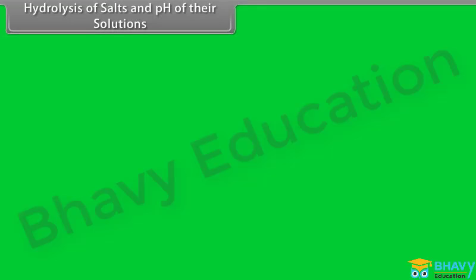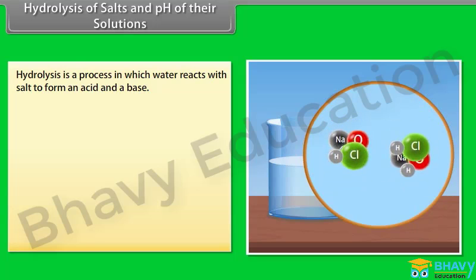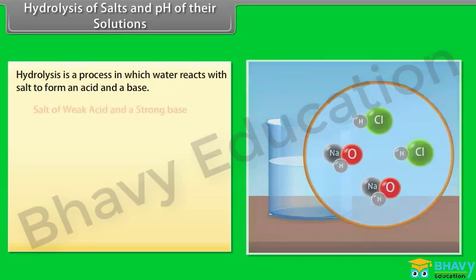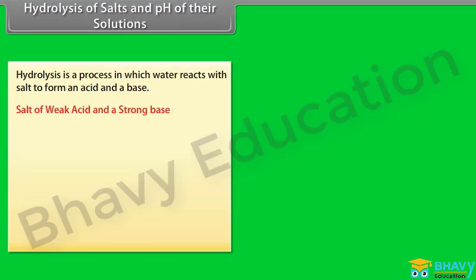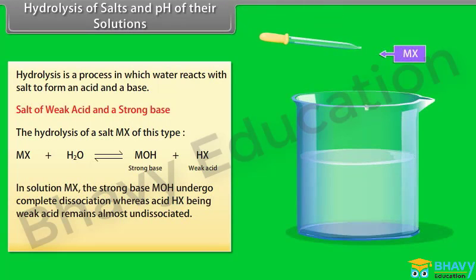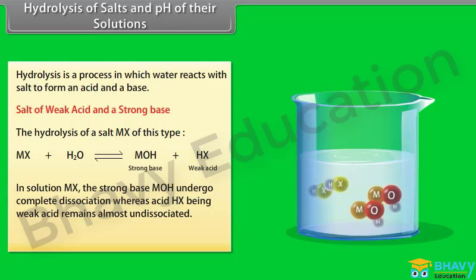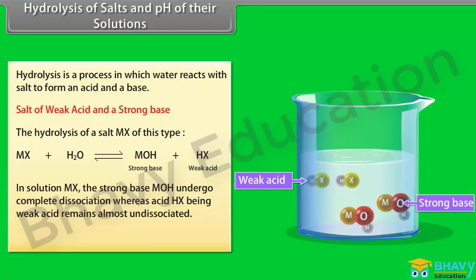Hydrolysis of salts and pH of their solutions. Hydrolysis is a process in which water reacts with salt to form an acid and a base. Salt of a weak acid and a strong base. The hydrolysis of a salt MX of this type. In solution MX, the strong base MOH undergoes complete dissociation, whereas acid HX, being a weak acid, remains almost undissociated. The pH of the solution of this type is more than 7.